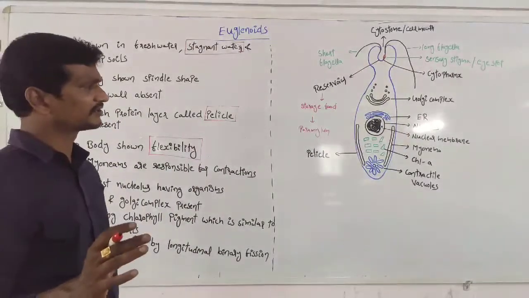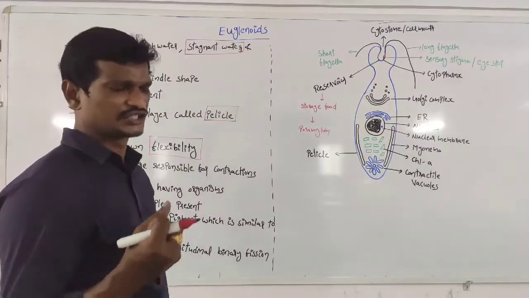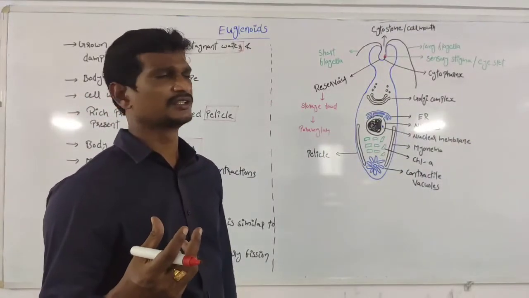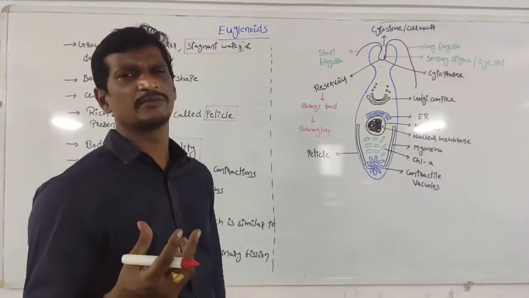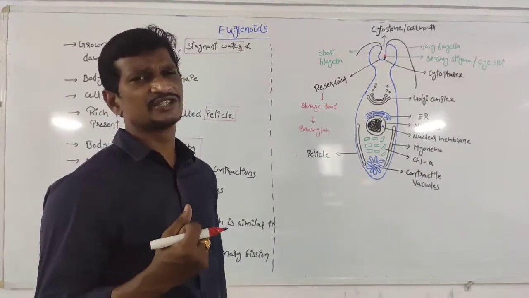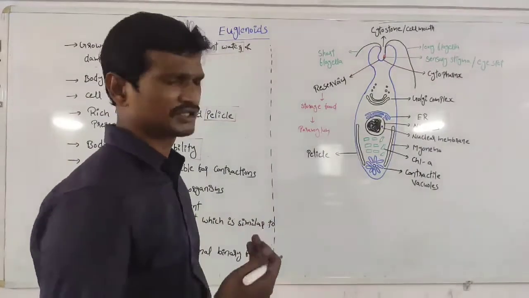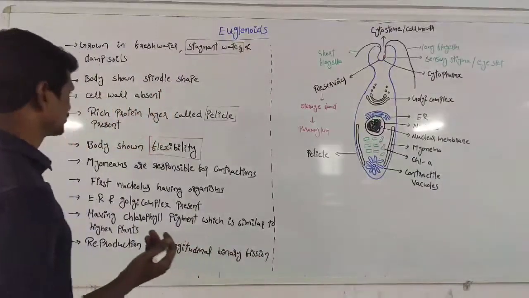A very simple explanation: if cell walls are there, the organisms are rigid and the body shows no movement. In dinoflagellates and chrysophytes, with silica cell walls, the structures are very rigid and show no movement. But here the cell wall is absent, so the body shows flexibility.